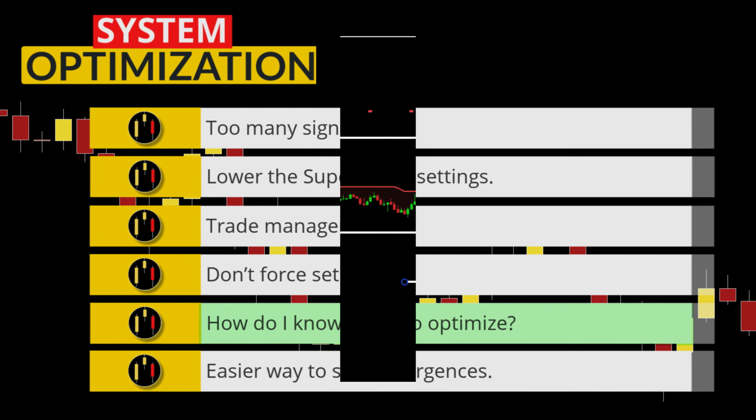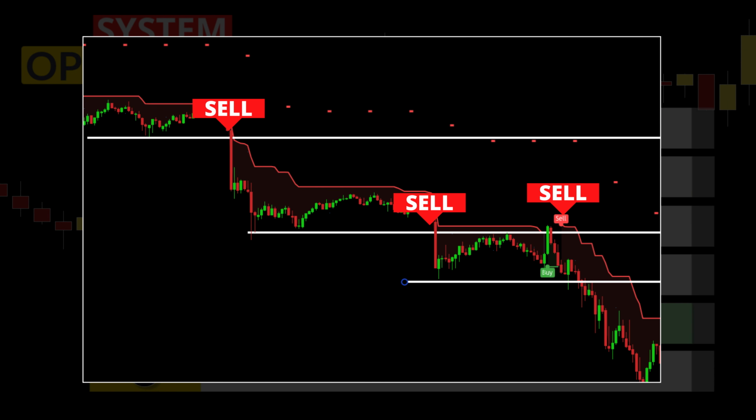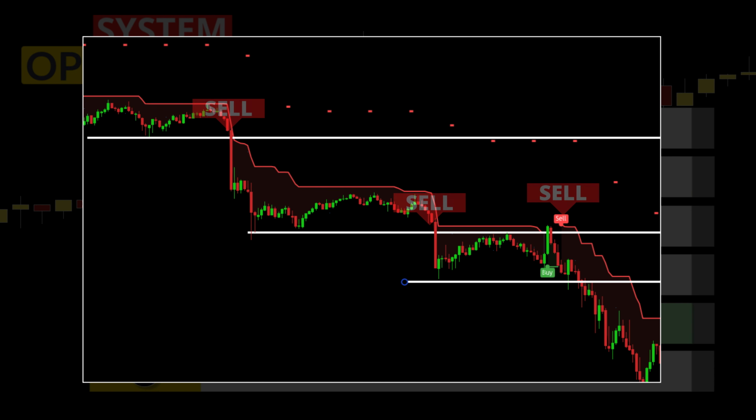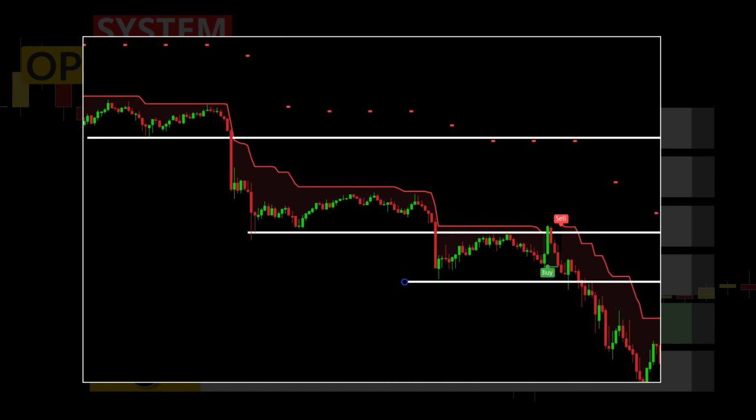Furthermore, as you develop your own trading system, it must allow you to participate in obvious market moves like these. But you can see we only get one signal. This is an indication that your system may not be optimized.